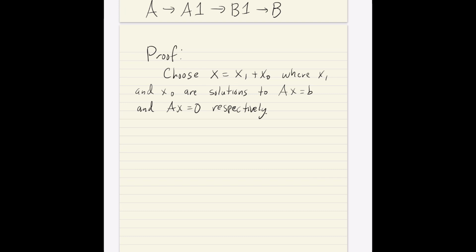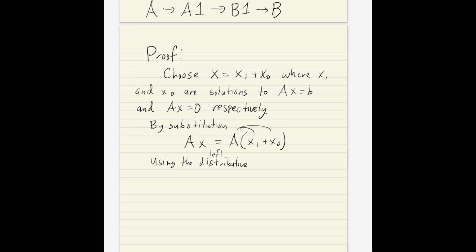Okay, so we're just going to plug this in by substitution. By substitution, Ax is equal to A times, in parentheses, x1 plus x naught. And then where am I going with this? I have to show that this is equal to b. So what can I do next? Yes, we can use the distributive property on the left side for matrix multiplication.